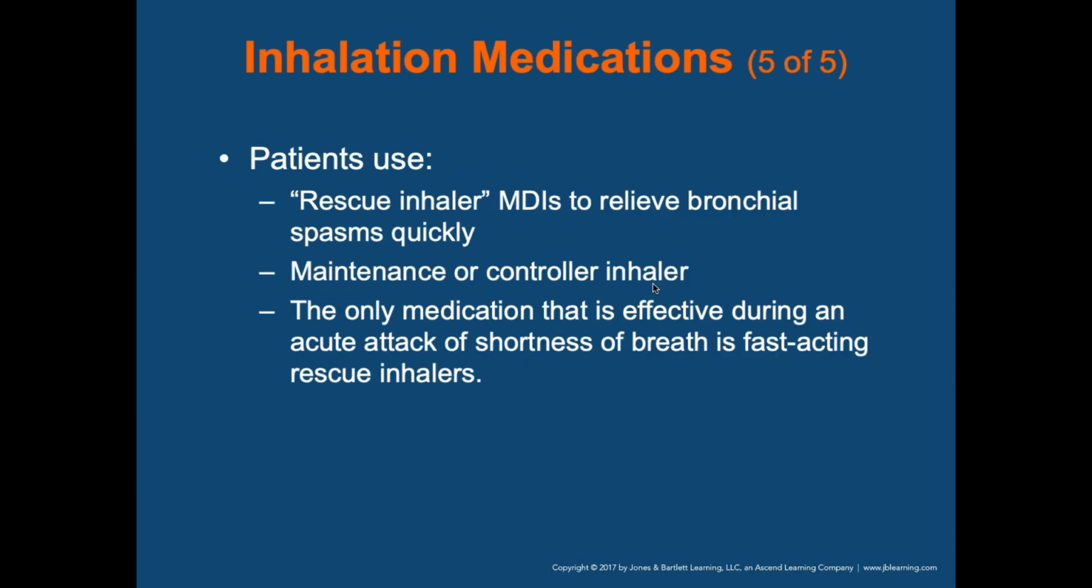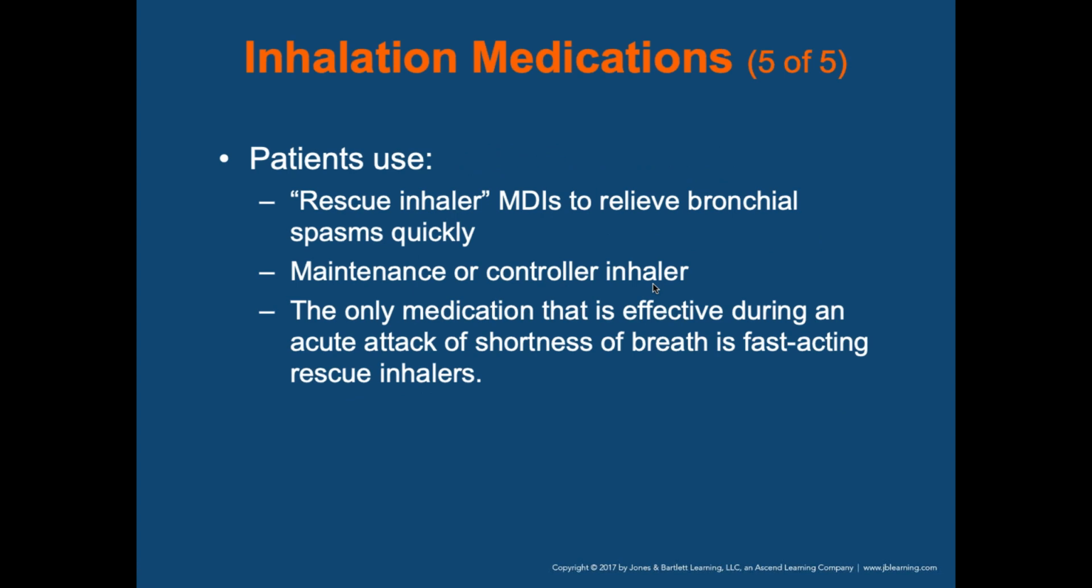Rescue inhalers, MDIs, relieve bronchial spasms quickly, but again, it doesn't stay there. If patients are having what they call status asthmaticus or a severe asthma attack, they still might need other treatments like nebulizers, albuterol, or what they call a DuoNeb, which has ipratropium bromide in it. But they're also going to need other steroids like Decadron or Solu-Medrol or things like that to help open up their airway. Paramedics carry a wide variety of airway medications to include magnesium sulfate and other things as well.